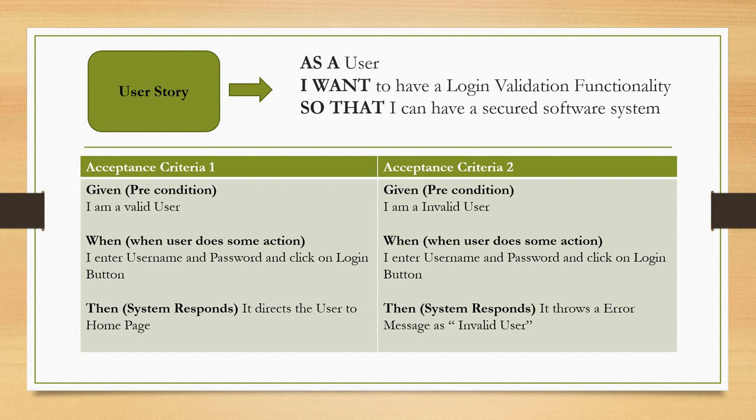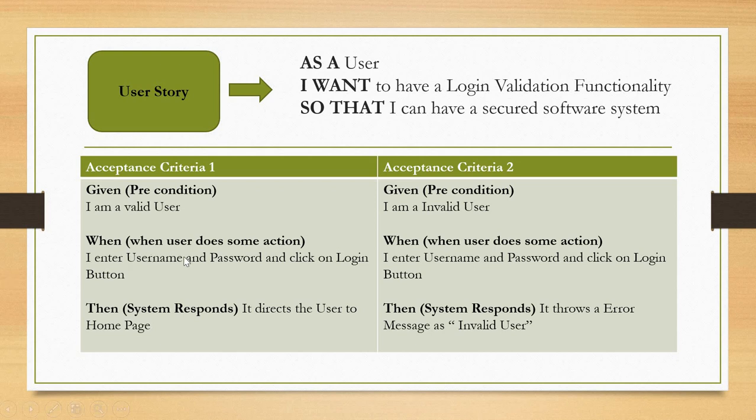Now, based on this user story, I have written two acceptance criteria. Let me explain this to you. In the format for acceptance criteria, given is actually the precondition. That is, given I am a valid user. So the precondition in acceptance criteria one is I am a valid user.